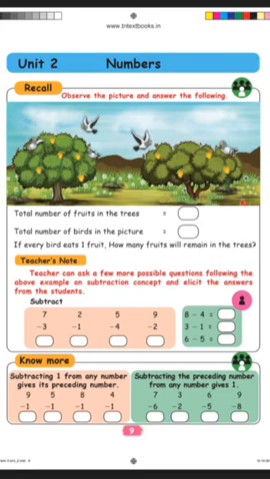First they have given 2 boxes. In the first box, total number of fruits in the tree. You have to count how many fruits are in the tree. First you count: 1, 2, 3, 4, 5, 6, 7, 8, 9. So in the first box you have to write 9. See down, total number of birds in the picture. You have to see how many birds are in the picture. You can count how many birds: 1, 2, 3, 4, 5. If every bird eats one fruit, how many fruits will remain in the tree?